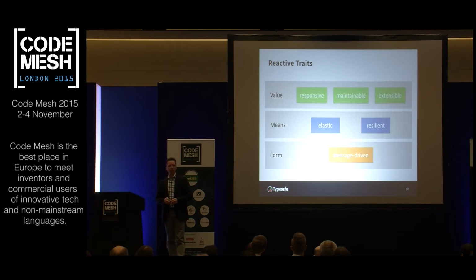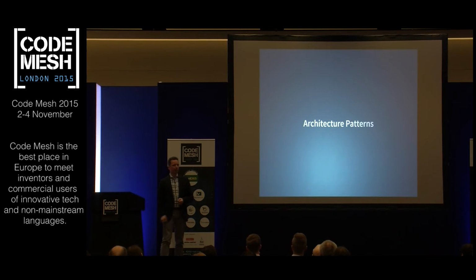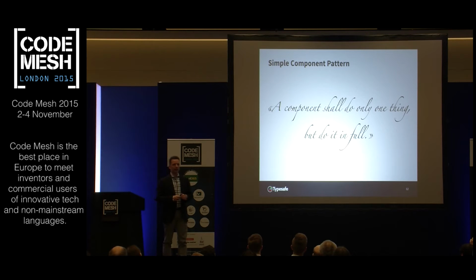Now, in the rest, I will show you some patterns that are useful when implementing such systems that can be really helpful. First, we look at an architecture pattern. So this does not contain code. This is really about how you structure the application. And as I already mentioned, microservices, the single responsibility principle, I call it the simple component pattern. A component shall do only one thing, but do it in full. This means it has a responsibility, it does it, and it does all of that responsibility.